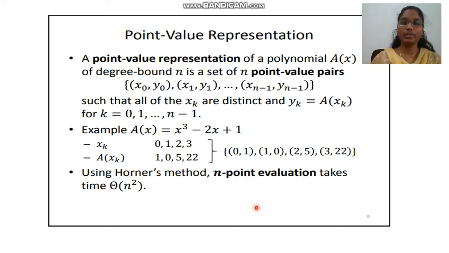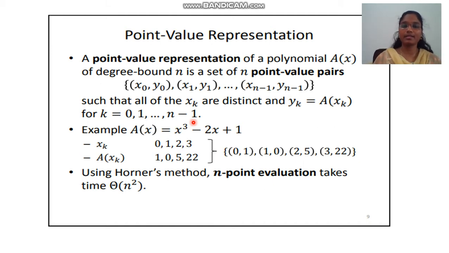In this video, we are going to see the point value representation of the polynomial. A point value representation of a polynomial A(x) of degree bound n is a set of n point value pairs (x0, y0), (x1, y1) up to (xn-1, yn-1). Here all the x values are distinct, and y is calculated using the given polynomial A(xk), where k is equal to 0, 1 to n minus 1.